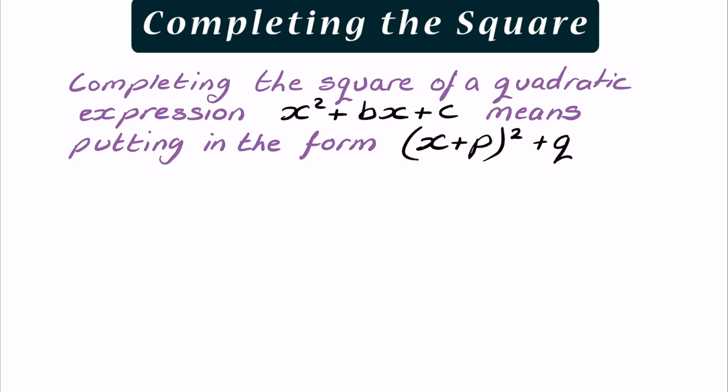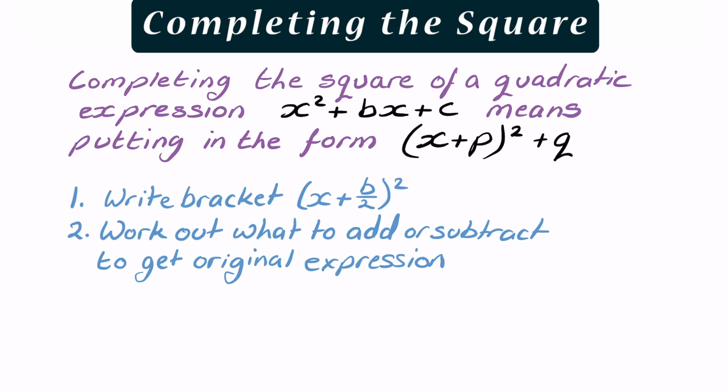And now we move on to our third method, and that is completing the square. And what this means is when we complete the square of a quadratic expression, so this would be the general form of x²+bx+c, it means we will be putting it in the form of (x plus a new value p) squared plus q.